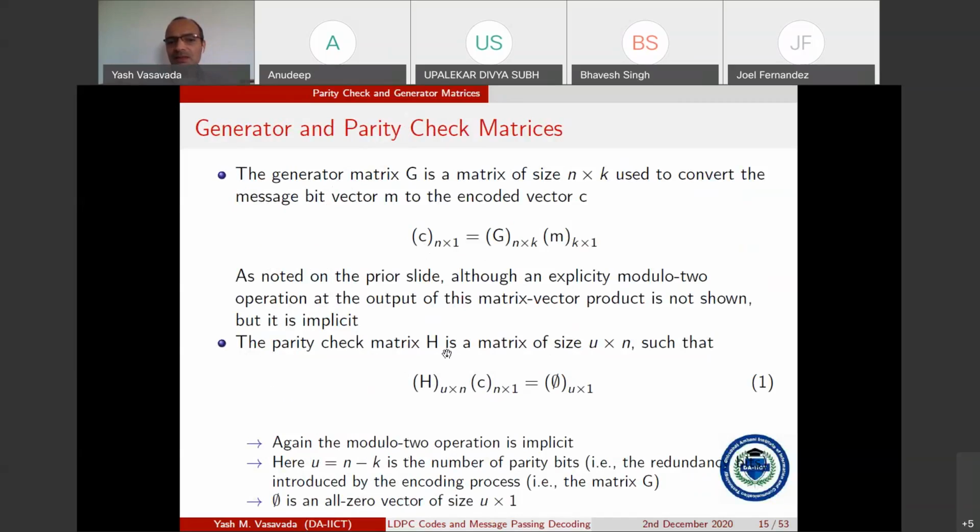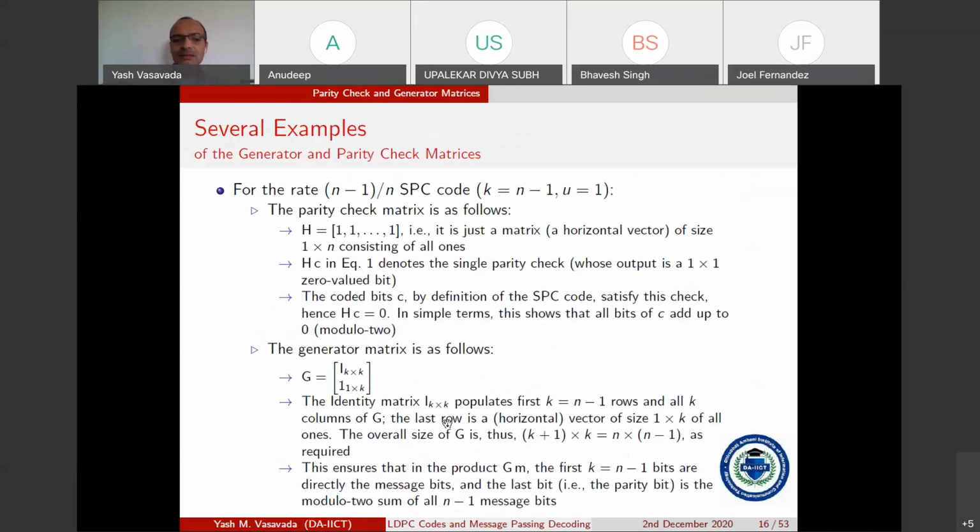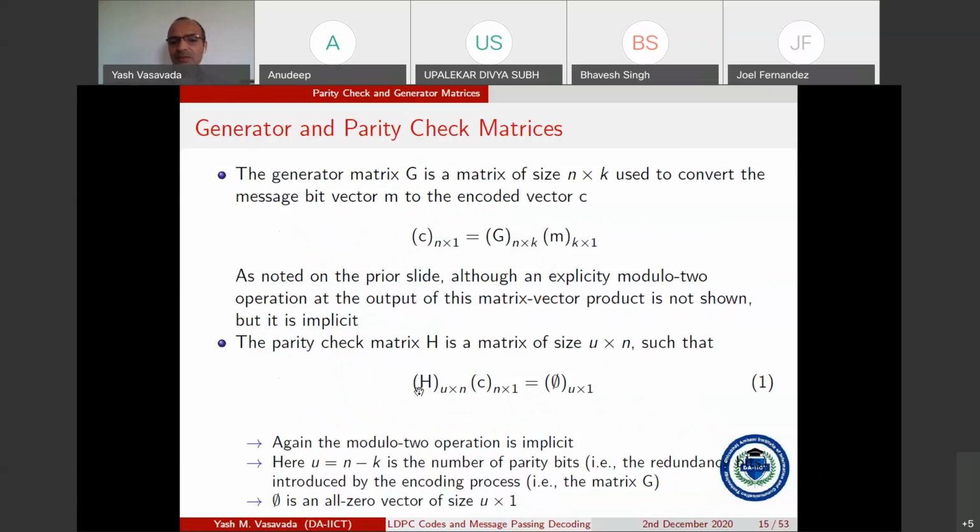And similarly, at the receiver, there is something called a parity check matrix. And if you take H times C, then you are guaranteed to get zeros. That is the definition of the channel coding scheme. Okay, so let us take an example for the SPC code. The parity check matrix is nothing but a row vector of all ones. So in case of a length 4 SPC code, this H will be a row vector of 4 ones.